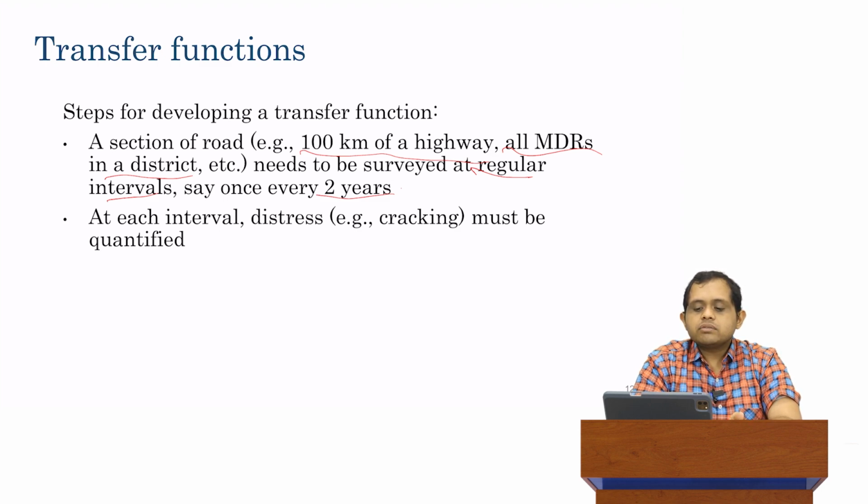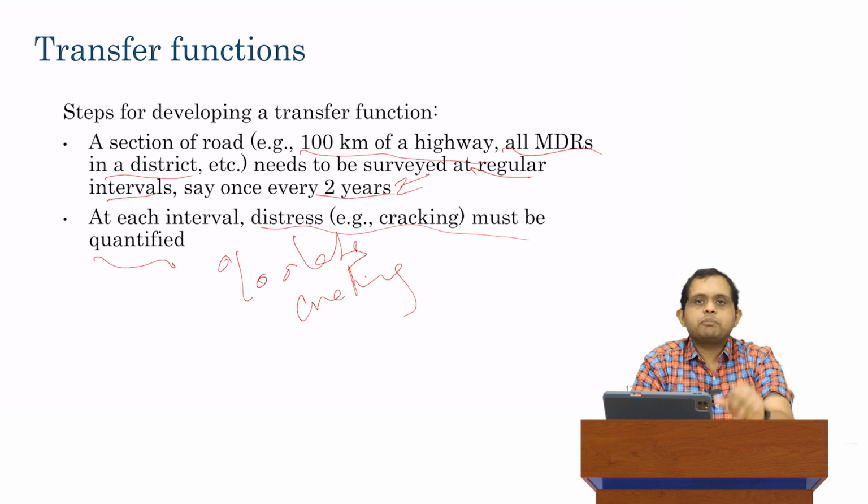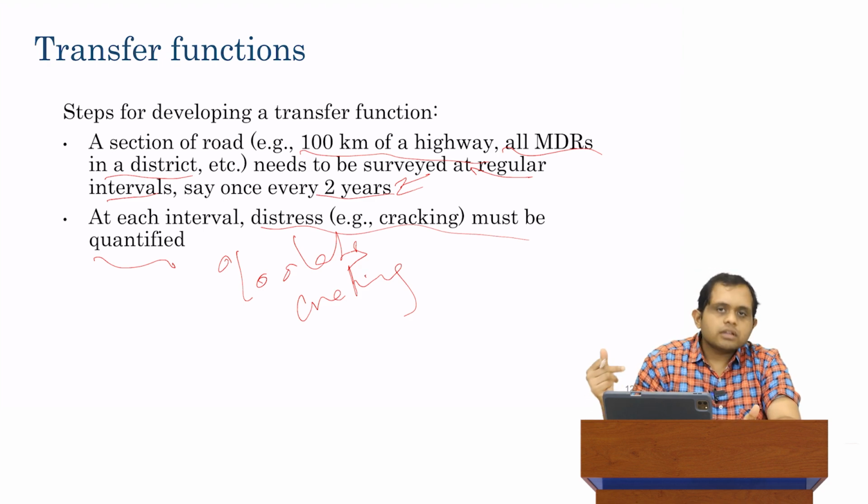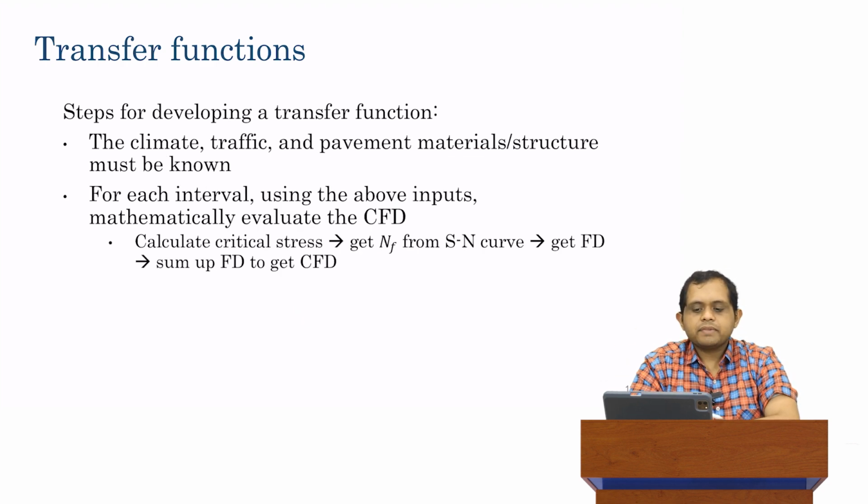So at every interval, which could be 2 years or every 6 months, whatever, we must measure the amount of distresses. If it's cracking, for example, we have to say what is the percentage of slabs cracked. If it's faulting, what is the depth of faulting? If it's IRI, then what is the IRI, etc.